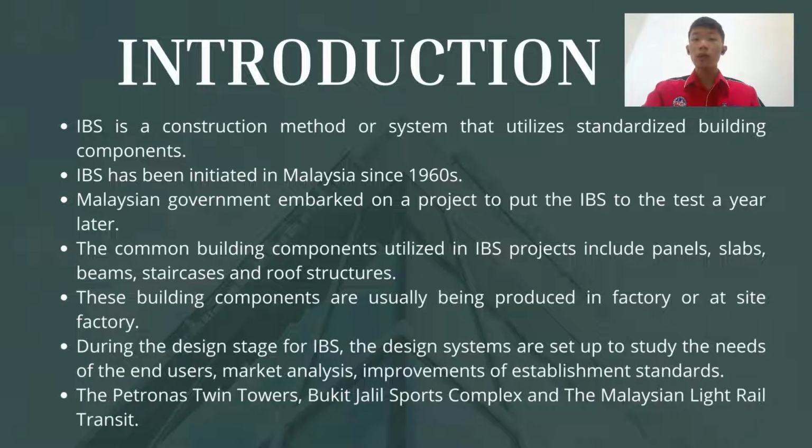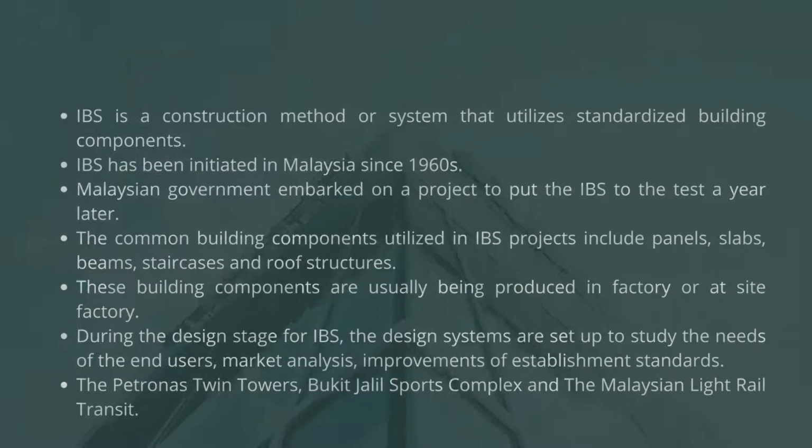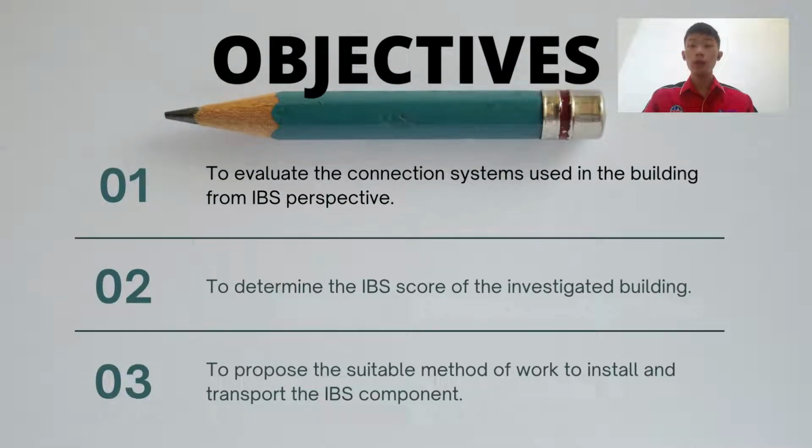There are numerous mega projects that deploy the industrial building system in Malaysia, such as the Petronas Twin Towers, Bukit Jalil Sport Complex, and the Malaysian Light Rail Transit. However, this construction method was introduced in Malaysia nearly 4 decades ago, but its application is still at a low level. Thus, improvement of this construction method is important in order to allow it to grow in the future. There are 3 objectives in this project.